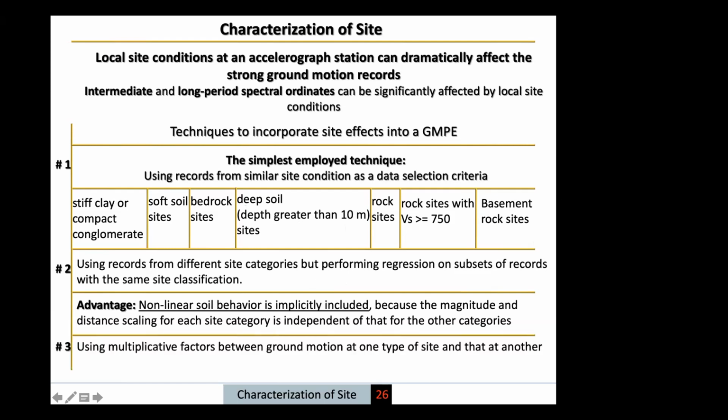The other method is to use multiplicative factors between ground motion on one type of site and that on another. You can simply consider the basement rock sites, or rock sites with high shear wave velocity values, as a reference, and then estimate the ground motion predictions on the other sites with a multiplicative factor relative to the reference sites.